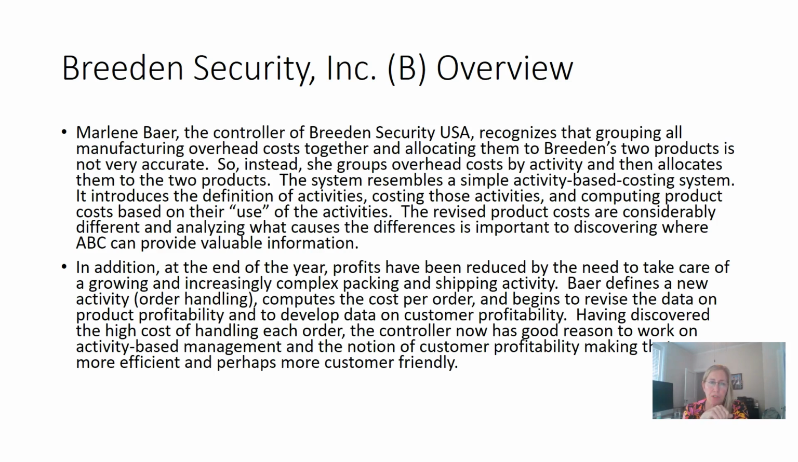So Marlene Baer, she's the controller, recognizes that grouping all the manufacturing overhead costs together and allocating them to 2 product lines is not very accurate. So instead, she groups overhead costs by activity and then allocates them to the 2 products. Let's start right there for a second. On page 46, you see she references fabrication, so near the bottom of the page. Fabrication is going to be one of them. Assembly is another. Packing and shipping is a third. And then you read down the last paragraph on page 46, she talks about 2 more, quality control in general.